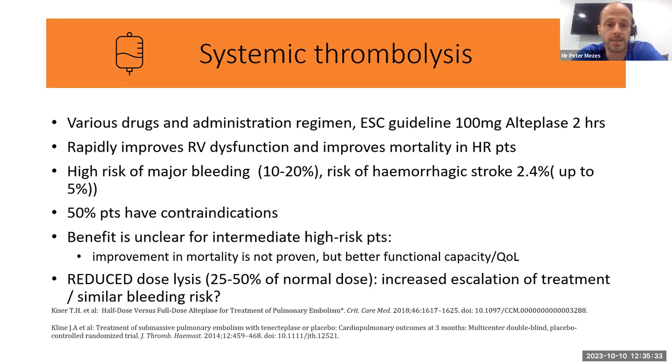For the intermediate group of patients, we don't know if it makes any benefit. The improvement in mortality is not proven, though there is some data that it improves the long-term functional capacity and quality of life if they receive thrombolysis. To reduce the bleeding risk, there have been attempts to reduce the lytic dose by 25 to 50% with various results. According to some studies, it can increase the rate of treatment escalation, and it does not really change the bleeding risk when we do it with a lower dose.